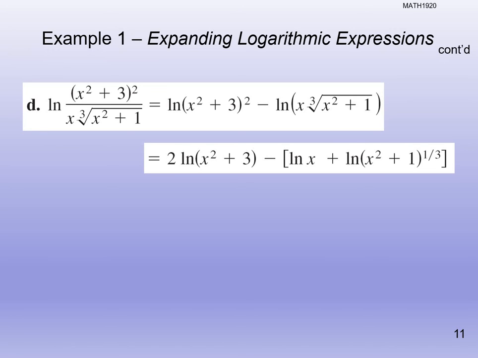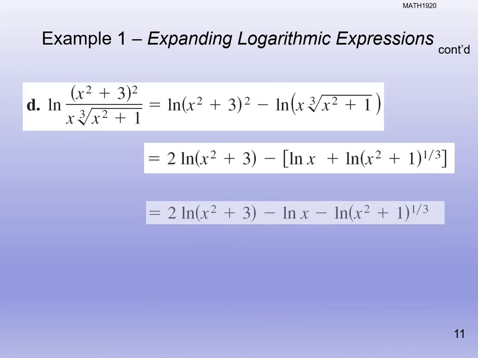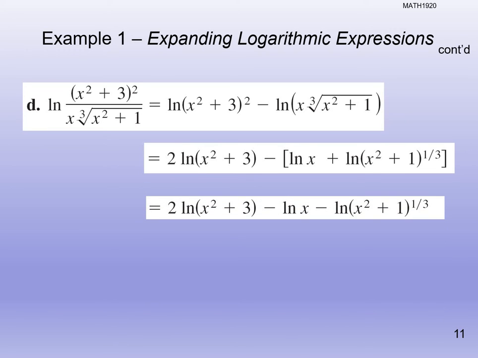So that 2 natural log of x squared plus 3, that's as simple as it gets for right now. But we can do other parts to the right-hand side. That first part is distribute the negative. So it becomes minus natural log of x minus natural log of x squared plus 1 to the 1/3 power. So we've distributed the negative through.